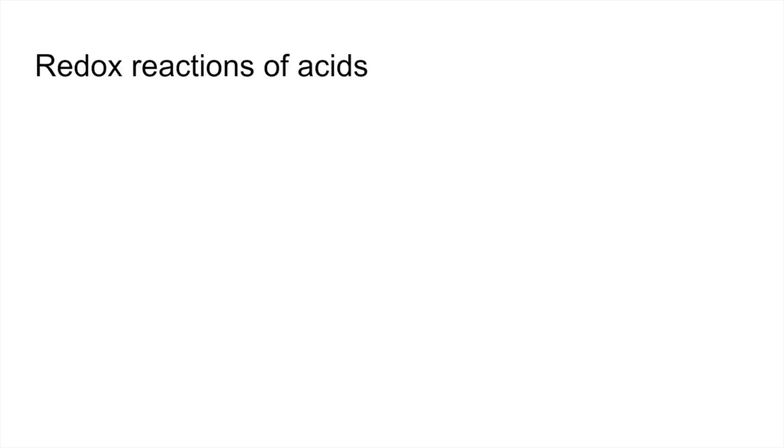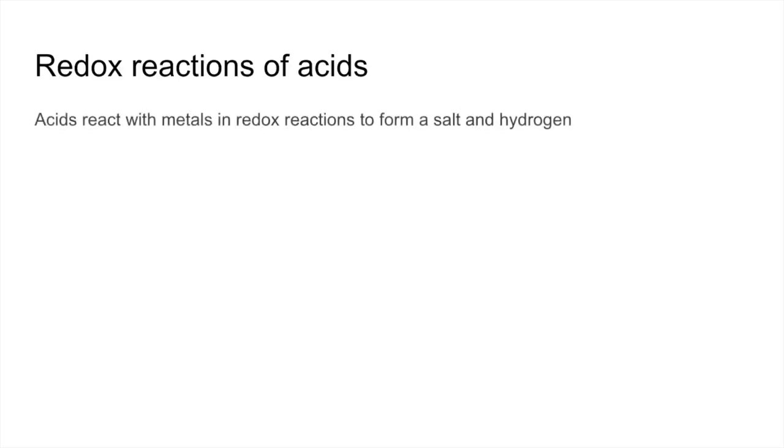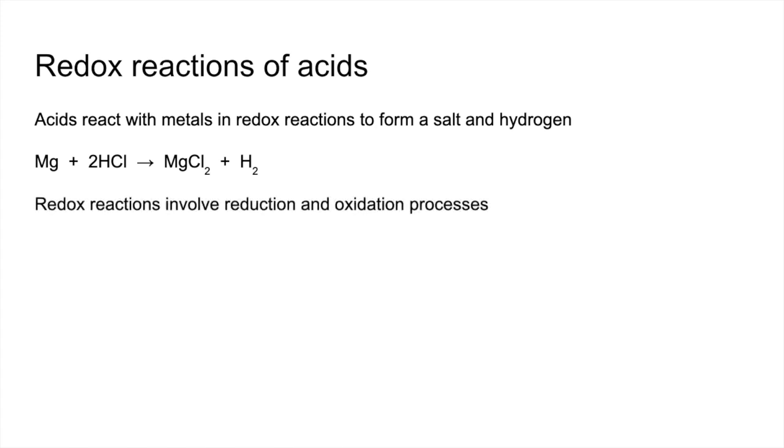And finally, redox reactions of acids. When acids react with metals, it's a redox reaction, not a neutralization reaction. And we get a salt and hydrogen. The example I've chosen is magnesium with hydrochloric acid, making magnesium chloride and hydrogen. That's a redox reaction because it involves a reduction and an oxidation process.